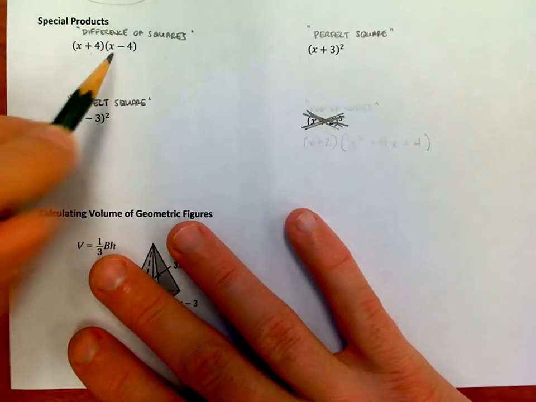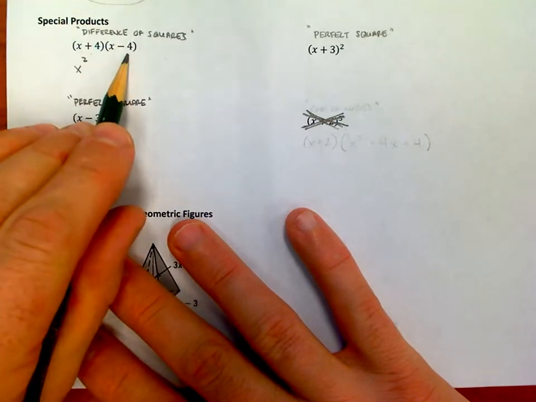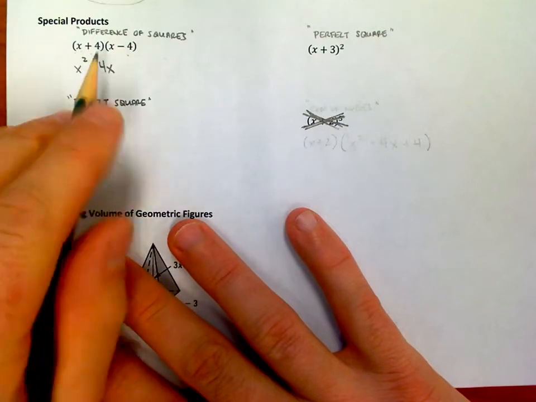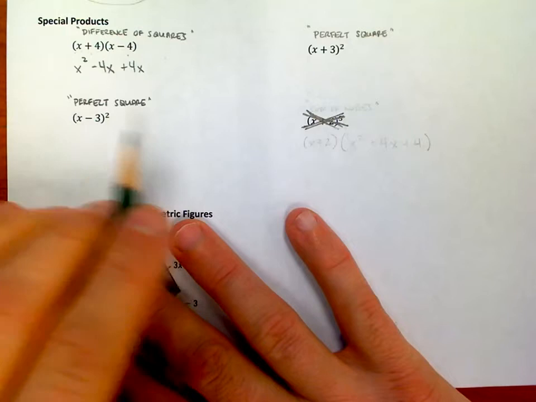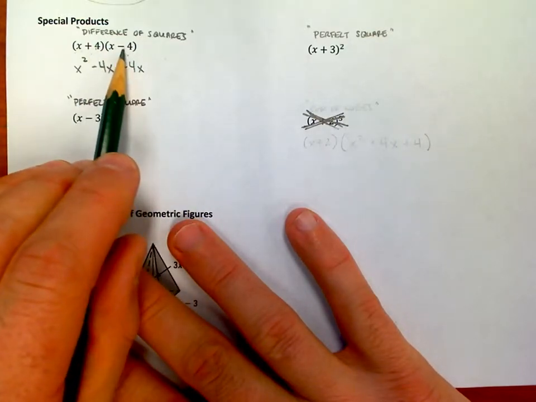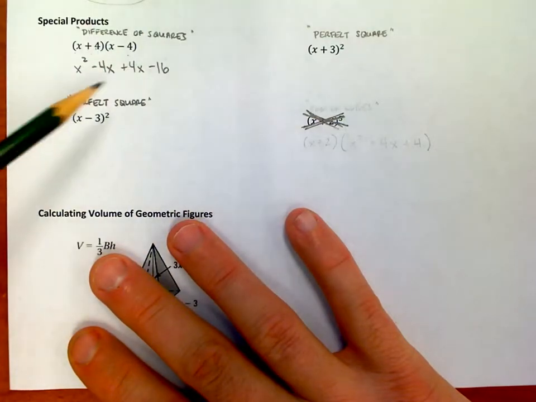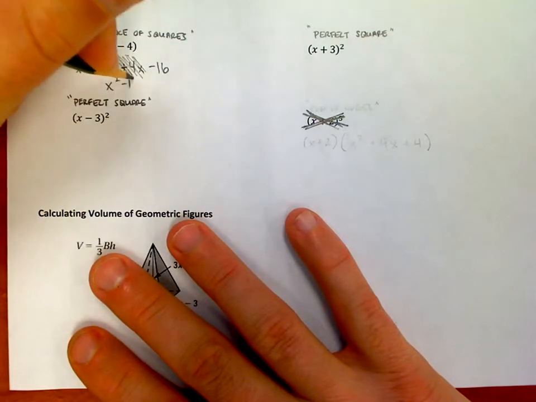First terms, x times x is x squared. Outer terms, minus 4 times positive x would be negative 4x. Inner terms, positive 4 times x is plus 4x. Last terms, be careful, positive 4 times a negative 4 gives me a negative 16. And you'll notice here that the middle two terms go away, and I'm left with x squared minus 16.